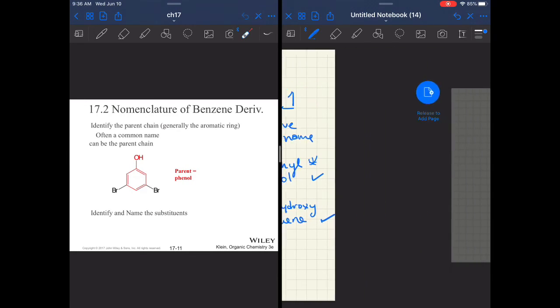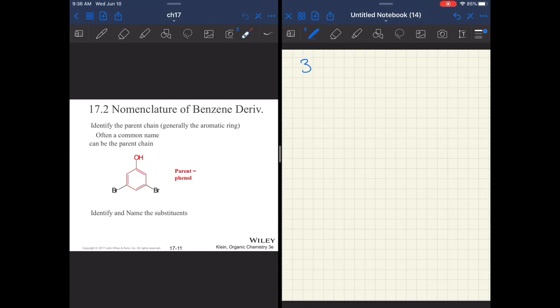If you have 3+ substituents on a benzene ring, you do not use ortho, meta, and para. You've got to use numbers.